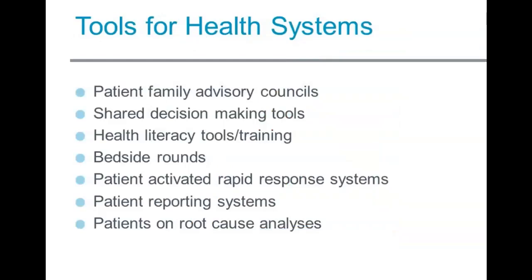And so there are many different ways that we need to be engaging patients in the work that we're doing. Here are examples of ways that organizations are doing this. It can be at the sharp end in direct patient care with things like shared decision-making tools or multidisciplinary rounds at the bedside with patients and families. It could be at the organizational level with patient family advisory councils, patient reporting systems, patients on root cause analyses. These are all the types of tools that organizations are starting to use to bring engagement into their context, in addition to, as I mentioned, having patients serving on committees at the national level around policy and other things.